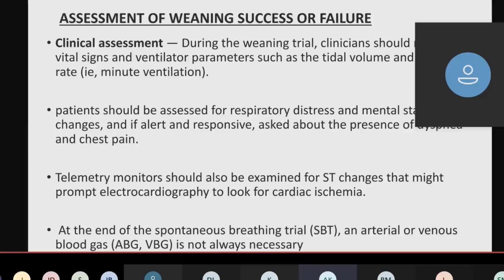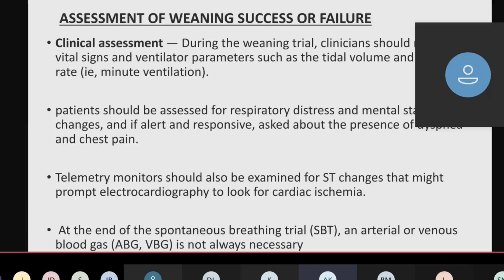And other things you have to monitor is the ECG, where sometimes a patient might have a silent ST elevation, ST-T changes. They may develop an arrhythmia. So basically, when you do something, obviously you'll have to look for the consequence. You are putting a patient who is on a ventilator for a considerable period of time, and suddenly you are taking out the support. So that might have an impact on the physiology. So you will always have to look at the changes that are happening.